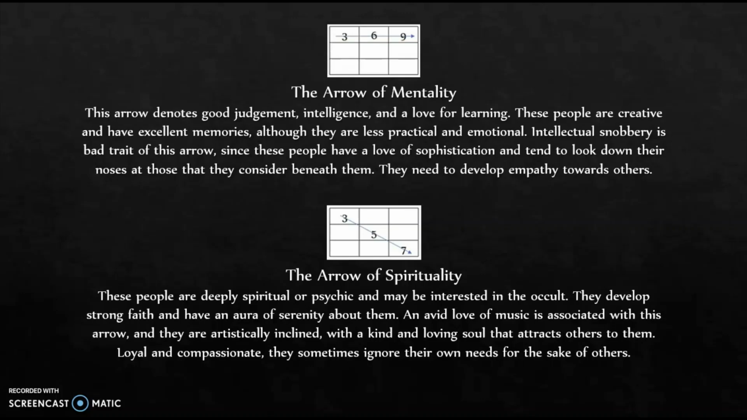They need to develop empathy towards others. The arrow of spirituality. These people are deeply spiritual or psychic and may be interested in the occult. They develop strong faith and have an aura of serenity about them. An avid love of music is associated with this arrow, and they are artistically inclined, with a kind and loving soul that attracts others to them. Loyal and compassionate, they sometimes ignore their own needs for the sake of others.